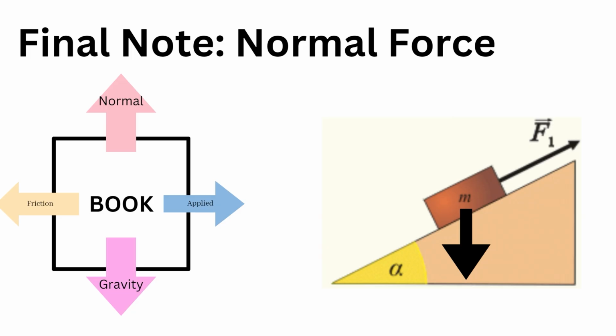Now I'm going to give a final note about normal force. With the diagram we just created, our normal force was perpendicular to gravity. However, this is not always the case. As I said before, normal force is perpendicular to the plane you are on. So if you look at the image to the right, rather than the normal force being straight up, it's actually going to be perpendicular to the slope, so pointing to the top left.